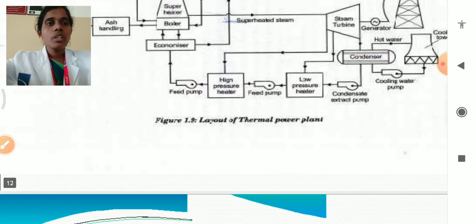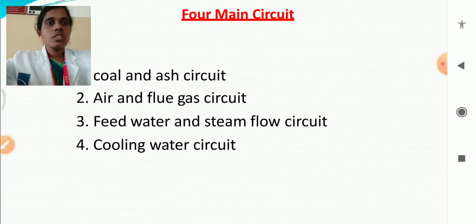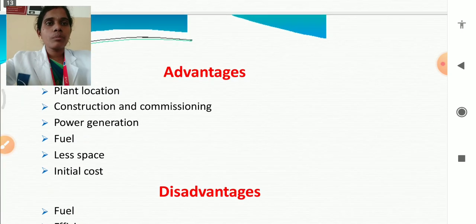In a thermal power plant, the main source we need is water, and an adequate amount of water is needed. So we have to maintain the thermal power plant with the help of a river or lake nearby. From the cooling tower, the water is recycled for the thermal power plant. So these are the four main circuits of thermal power plants.